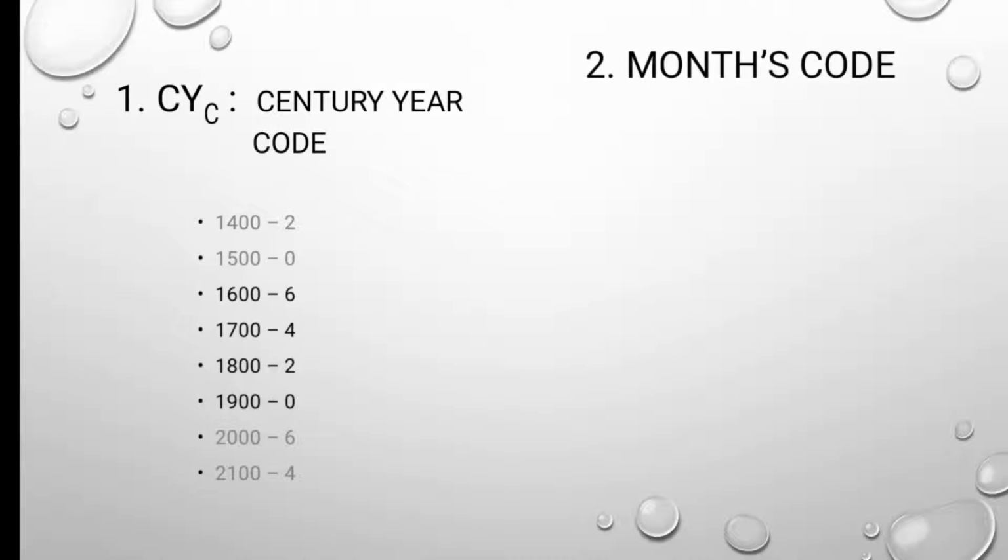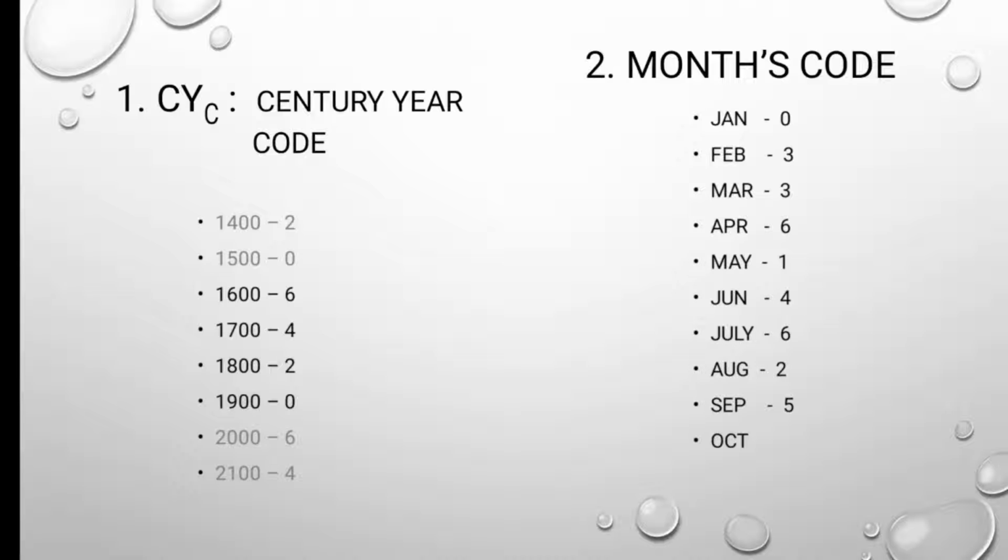Now coming to the month codes, they are also fixed for all the months, and there is a pattern that it follows which we'll discuss on a later date. Now these codes again you have to remember. For January it's 0, the code for February is 3, March is 3, April is 6, and so on, up to December, the code for which is 5. These are the codes that you will have to memorize in order to solve the questions correctly.